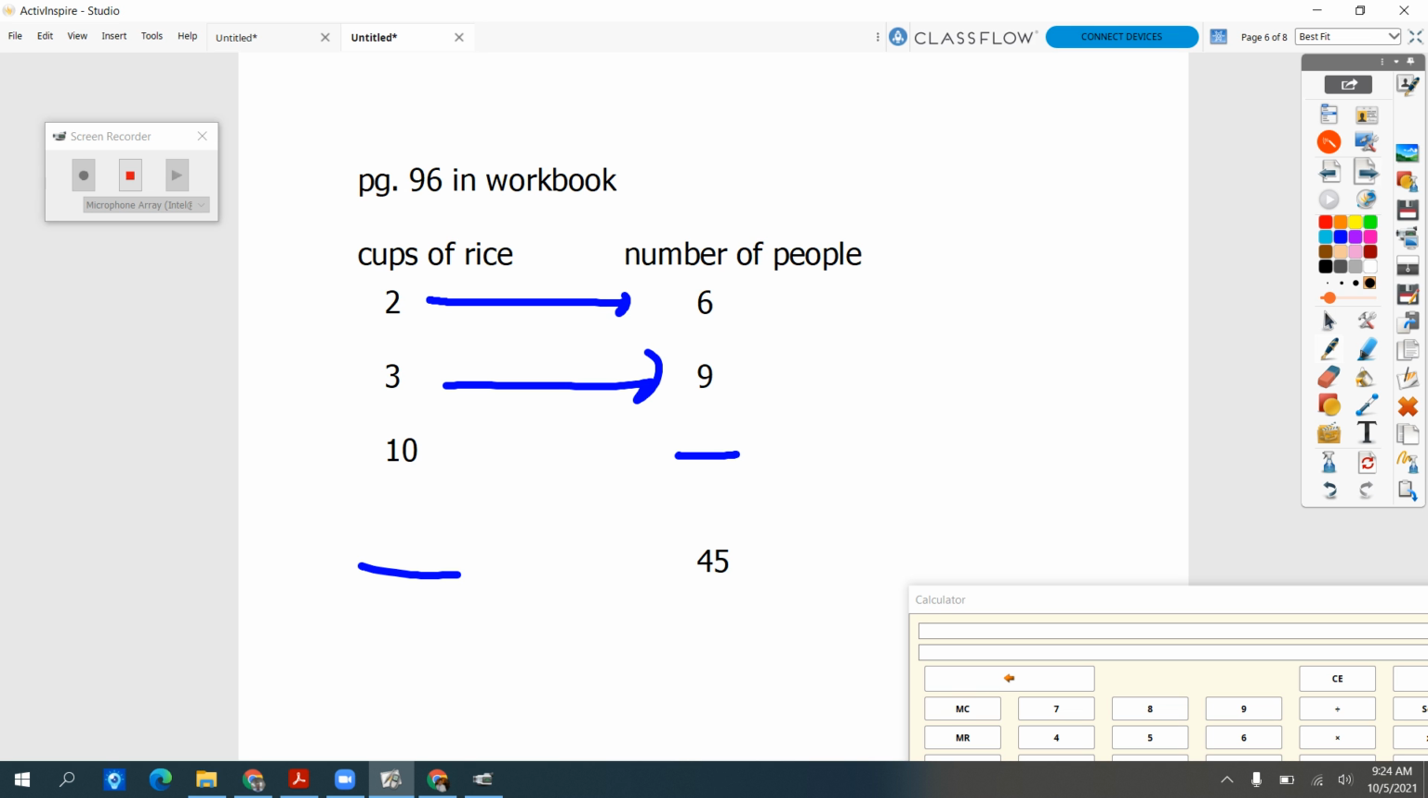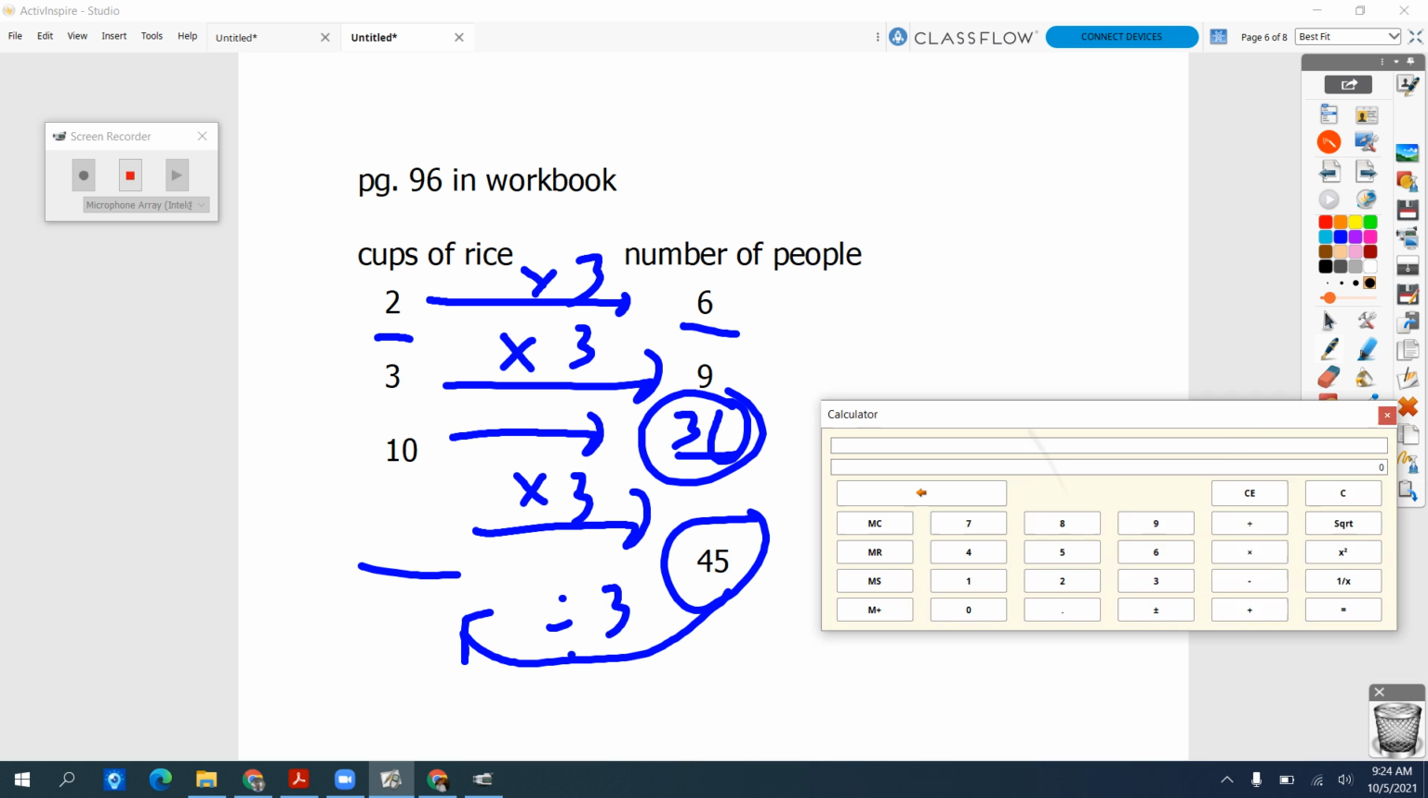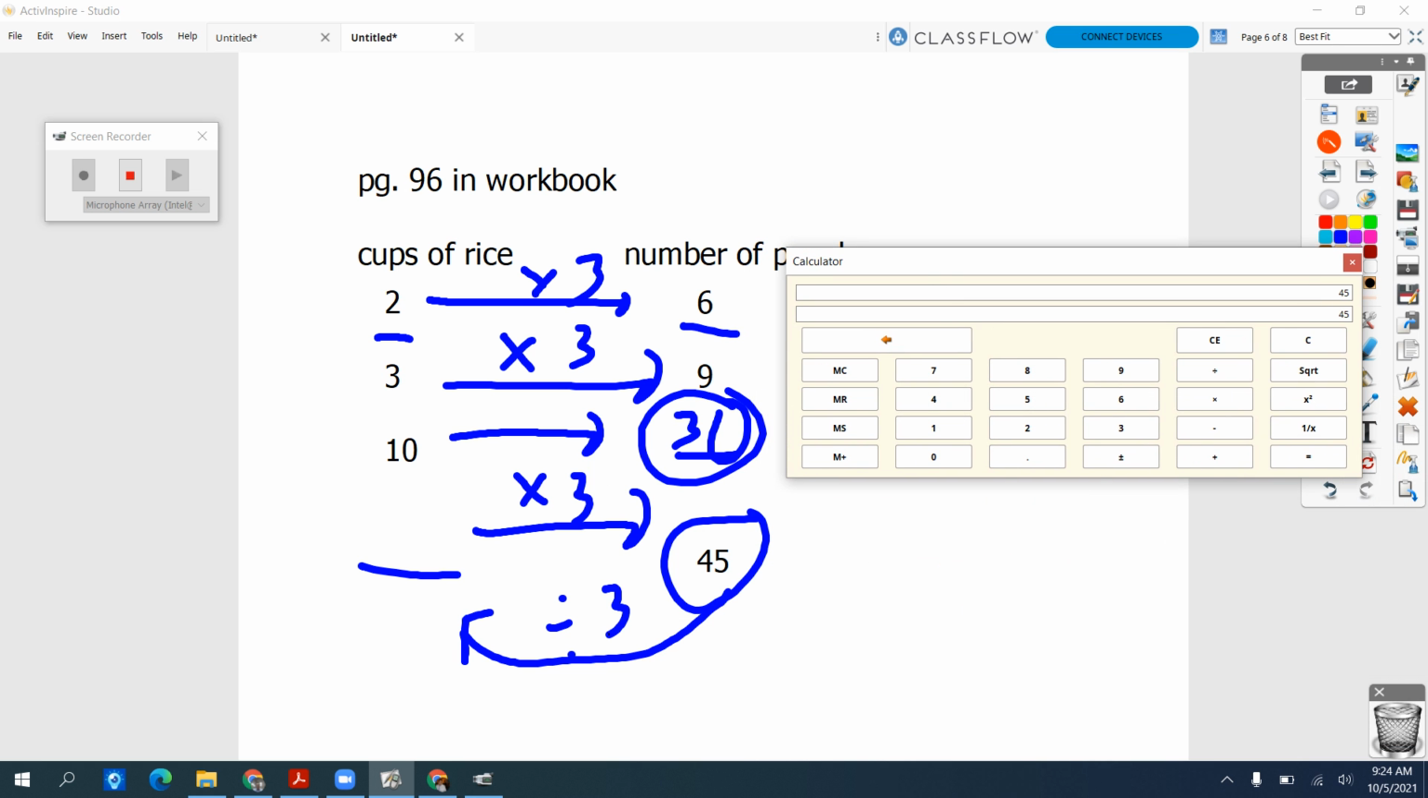What times 2 gets you 6? Well, times 3. So going across is times 3, and that's going to take place throughout the entire chart. So right here, to get this blank, I could have said 10 times 3, I would know that if there's 10 cups of rice, it would serve 30 people. Now in the bottom one, I don't know this number, so I can't multiply by 3. If you remember from our scale factor, you go the other way. So instead of multiplying by 3, since I already have this number and I want to go backwards, I can actually divide by 3. And when I do, here's my calculator, 45 divided by 3.